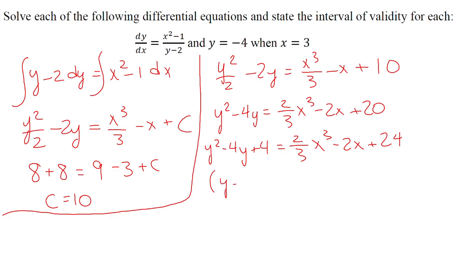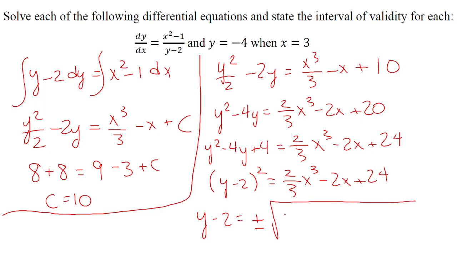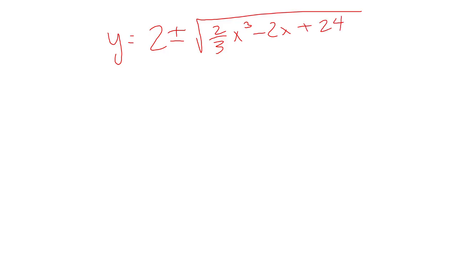Now I can rewrite the left as just y minus 2 squared, leaving everything else the same. And then I can square root both sides, giving me y minus 2 equals plus or minus the square root of 2/3 x cubed minus 2x plus 24. And then our final answer here is just going to be y equals 2 plus or minus that. So we'll put that on a new page here. We'll run out of room. We got y equals 2 plus or minus the square root of 2/3 x cubed minus 2x plus 24.